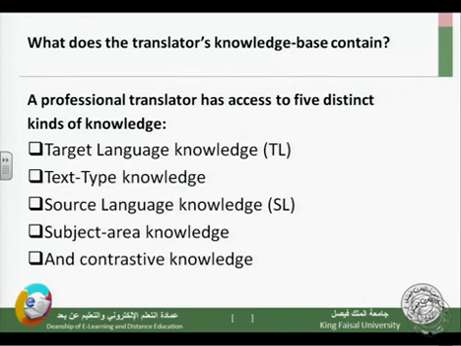Then last, you have to have general contrastive knowledge. Contrastive knowledge means a knowledge of both languages. So these are the type, a knowledge of English and a knowledge of Arabic. Contrastive knowledge. Knowledge from Arabic, knowledge from English, and comparative knowledge or contrastive knowledge. Now, these are the types of knowledge that the translator has to have.